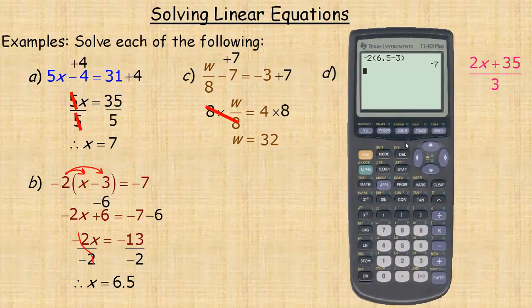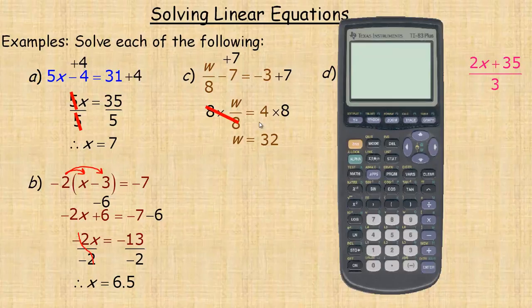And again, you can check. So if I put 32 in here, if I go 32 divided by 8 and then subtract the 7, minus 7, see, I should get negative 3. And I do, because you see, that's actually 4 take away 7, which gives you the negative 3. So that would be the solution.